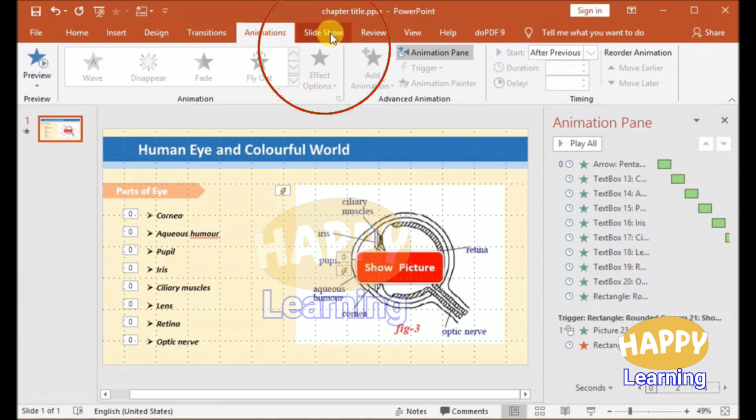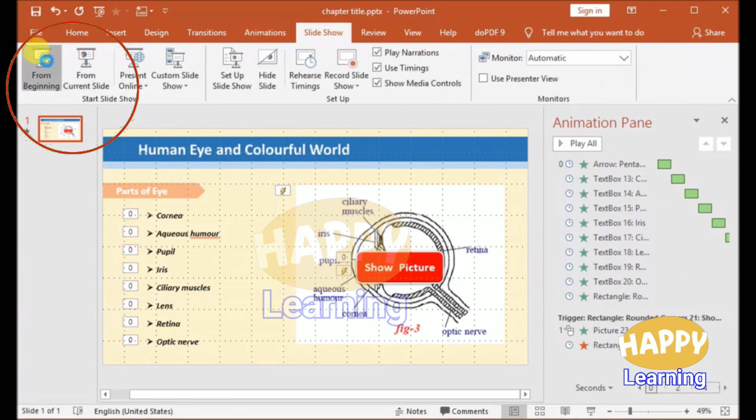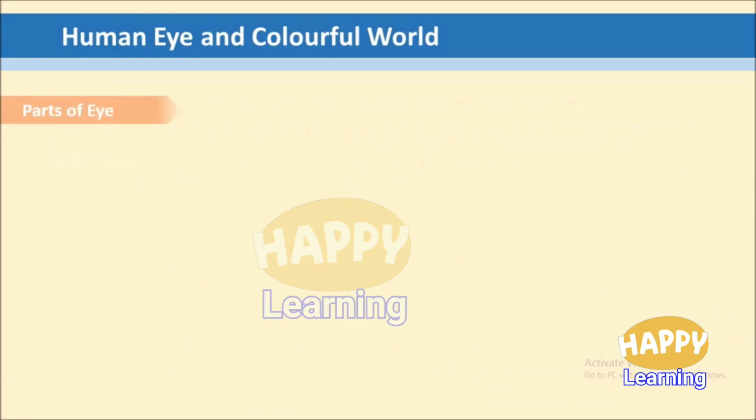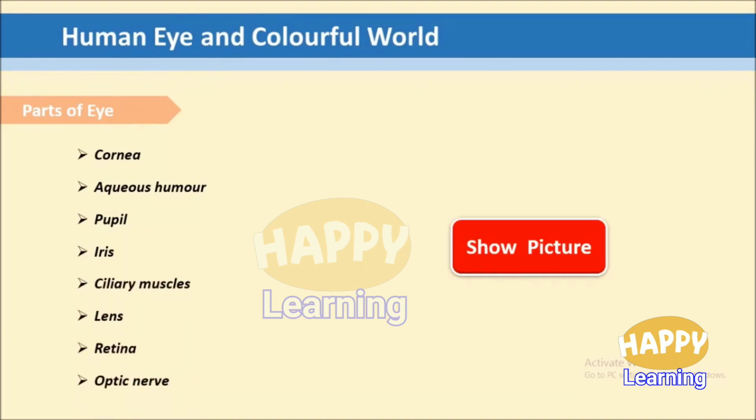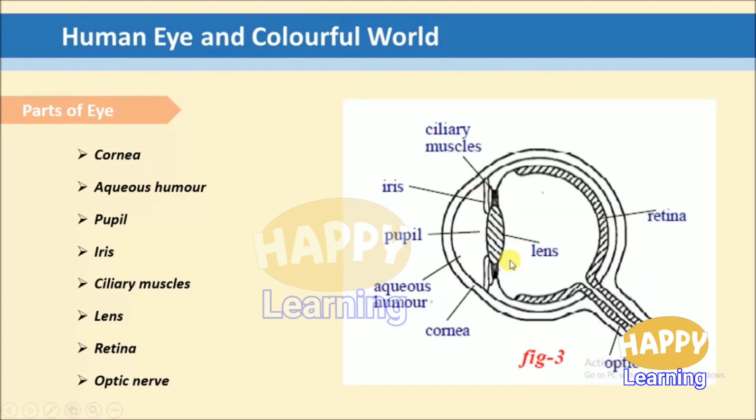To see the actual impact, let us go to Slide Show from the beginning. So parts of eye: cornea, aqueous humor, pupil, iris, ciliary muscles, lens, retina, and optic nerve. Later, the Show Picture button is displayed. You can observe that the cursor shows an arrow mark when it is outside the button, and a finger when it is taken to the button. Click the button, you get the image.